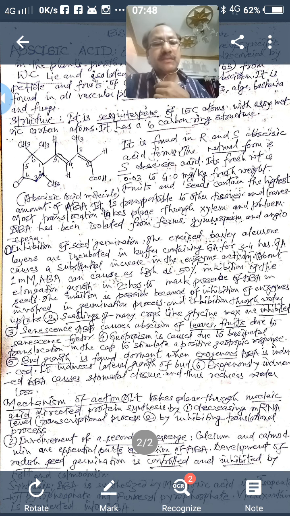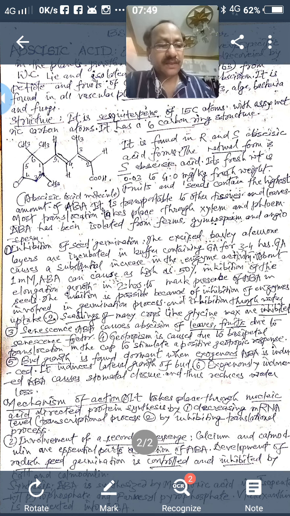You see, abscisic acid, like other growth hormones, is found in the plant. It was discovered by W.C. Lai and isolated by K. Okuma in 1963 from petiole and fruits of cotton, stimulating abscission.